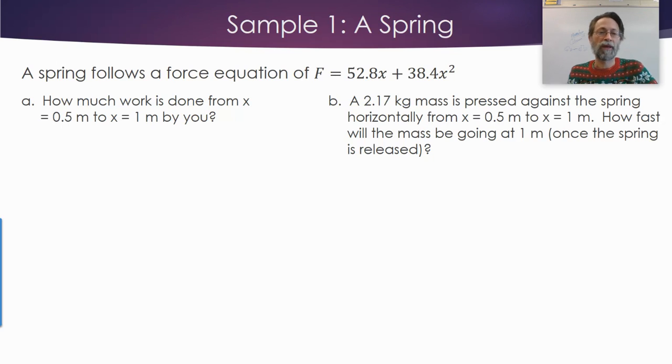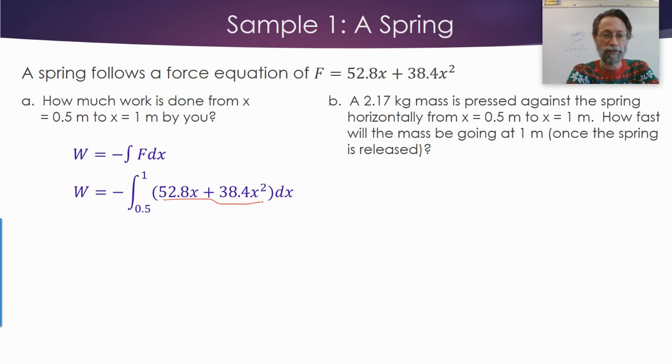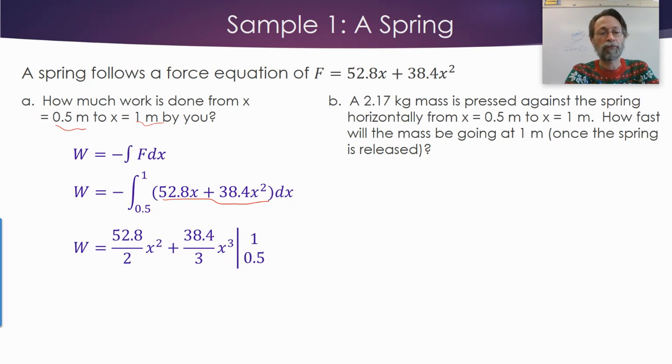Now, how would we apply that? A spring follows a force equation of F equals 52.8x plus 38.4x squared. How much work is done from x equals 0.5 to x equals 1 by you? What we're going to do is say that work is the integral of the force function, so I'm going to put the force function into that integral. Remember that this is a definite integral, from half a meter to 1 meter. And I took away the negative only because this is the force done by you, not the force done by the system.